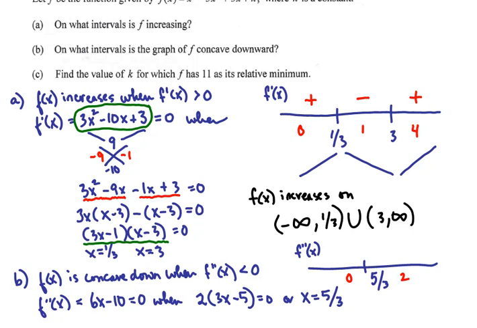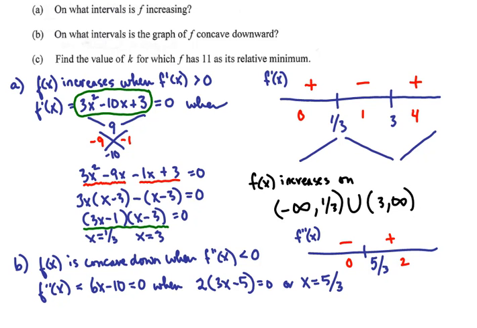Plugging in 0, I get negative. Plugging in 2, I get positive. And so we can say then that f is concave down on the interval between 5/3 and positive infinity.